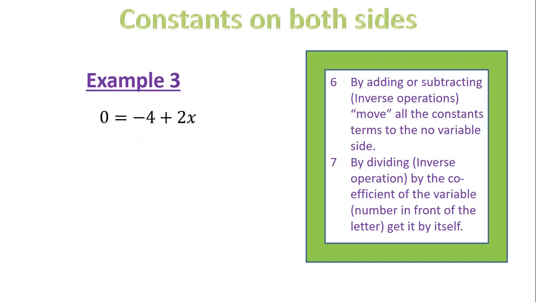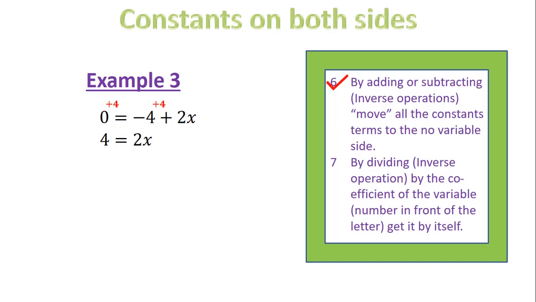Example 3. 0 equals negative 4 plus 2x. So, step 6, by adding or subtracting, move all the constant terms to the no variable side. So, we have variables or letters on the right hand side, and so I have to move my negative 4 to the left hand side. Now, inverse operations, so the opposite of negative 4 is positive 4, and so I have to add 4 to both sides. So, 0 plus 4 is just 4, equals minus 4 plus 4 becomes 0 and disappears, equals 2x.